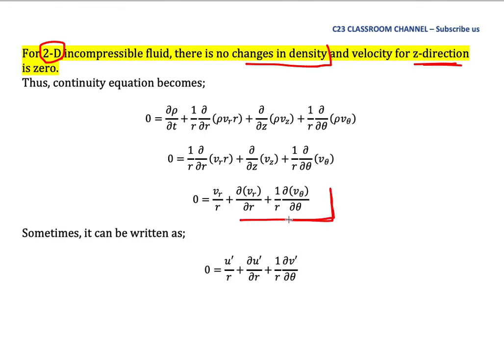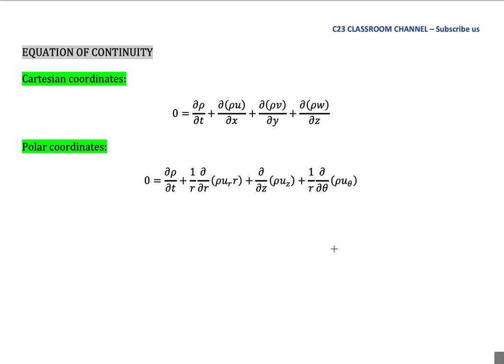Sometimes in certain textbooks, they give different symbols for polar coordinates. Sometimes they use Vr and V theta, and sometimes they use u prime and v prime. This is just the way people write the symbols. This is the simplification: this is the continuity for Cartesian coordinates, and this is the continuity for polar coordinates.